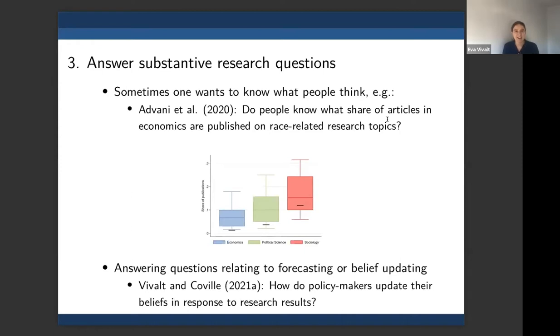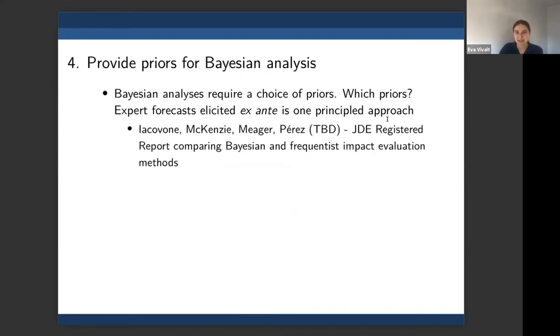And again, for that, you kind of need priors. You can't get belief updating without priors. Similarly, Bayesian analysis really critically depends on priors. The question is always which priors and having to defend a choice. And I would argue that expert forecasts is one principled approach to selecting those priors.